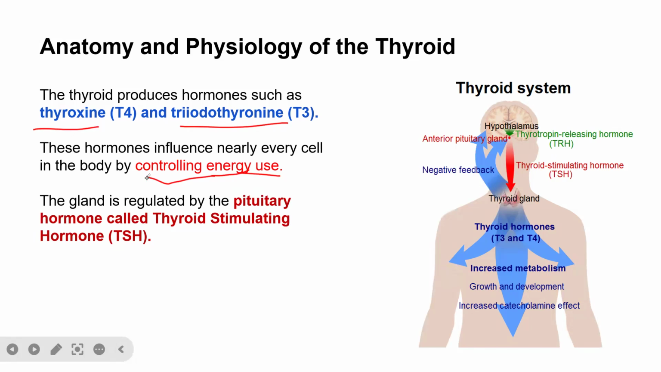You can watch actually from the previous video. And as you can see from here, this thyroid gland is responsible for secreting hormones like T3 and T4. And these hormones are very important in increasing the cellular metabolism, and they are also very important in growth and development. At the same time, they are also important in increasing the catecholamine effect. So these are the three major functions of these thyroid hormones, T3 and T4, and they are secreted by the action of the master gland, that is the pituitary gland.